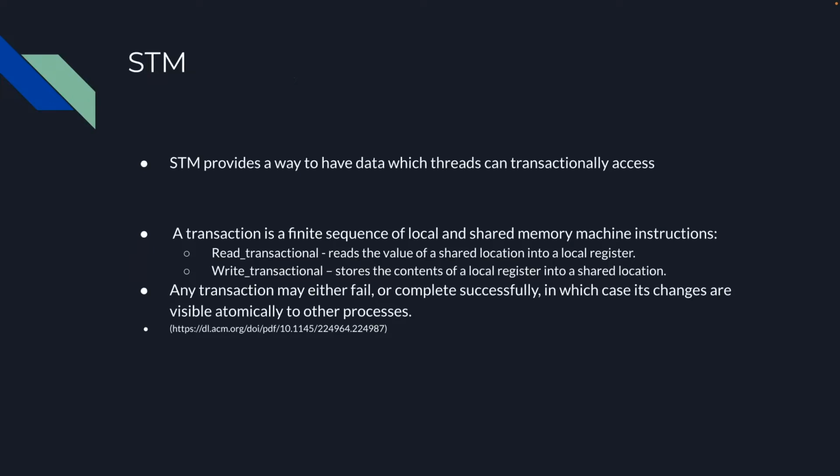I stole this from a paper that I found, and I liked their description of a transaction. A transaction is a finite sequence of local and shared memory machine instructions. That sounds very complicated. Basically, it means we get to write in transactions and we get to read in transactions, and that's it. Very simple. But the important part is that a transaction can either fail or complete successfully, but there's nothing else in between. You don't get partial success or partial failure. It is always either a full success or a full failure that's visible atomically to other processes.